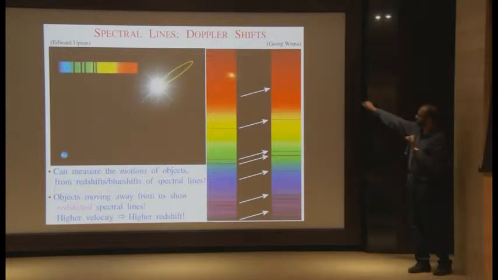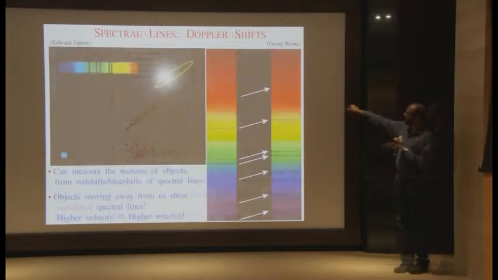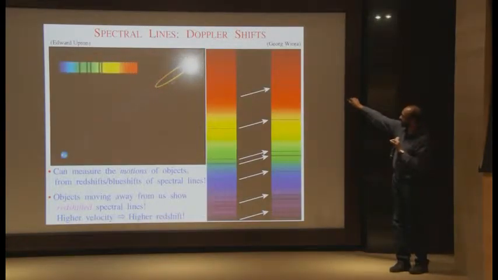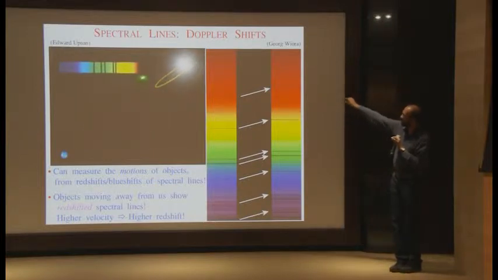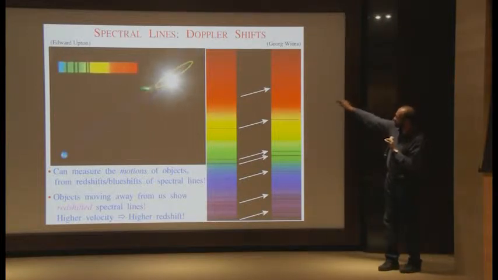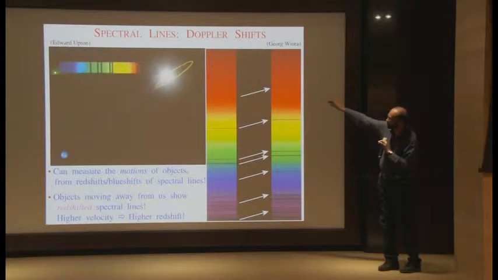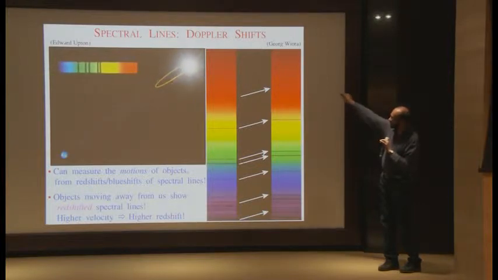It will be shifted towards the red. That's shown over here by the star going around in a circle, and that's the Earth over here, emitting light towards us. And you'll see that as the star comes towards us, these black lines move towards the blue. So as it moves here, these black lines go this way. When it goes away, they move towards the red.